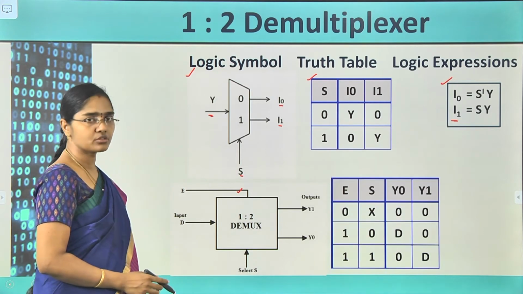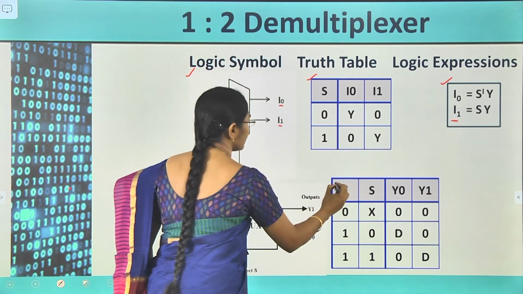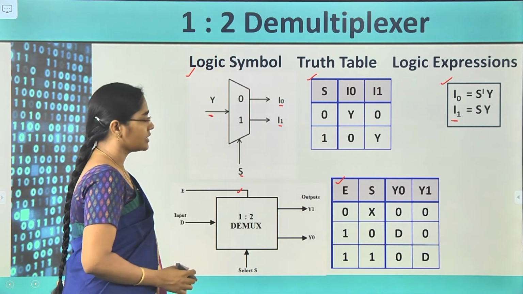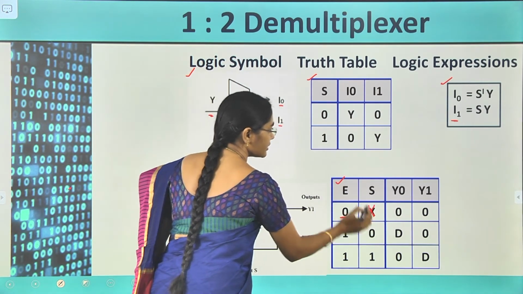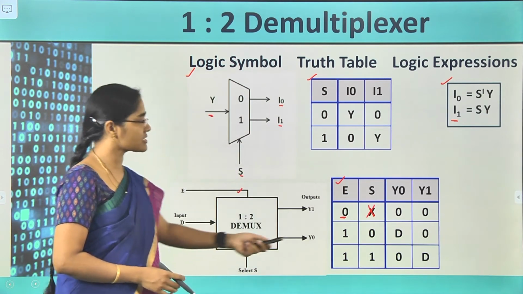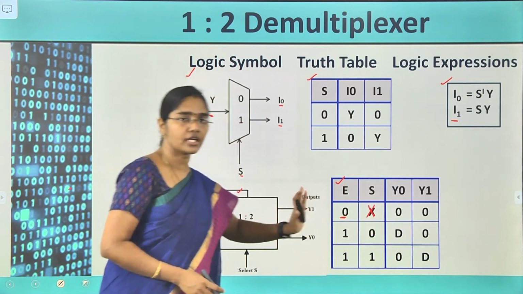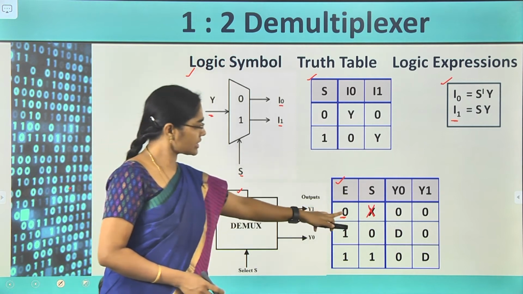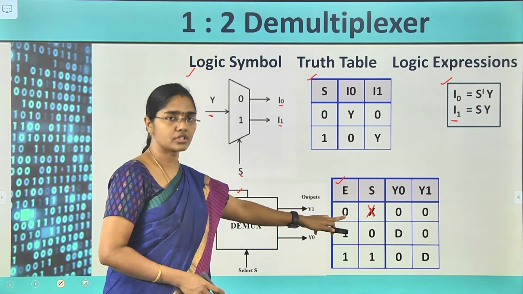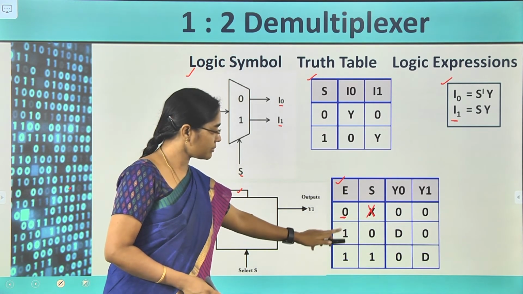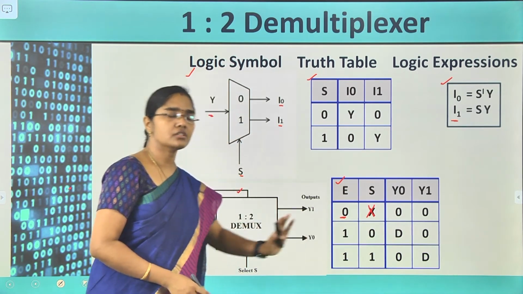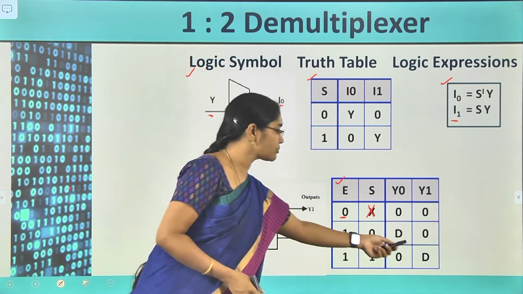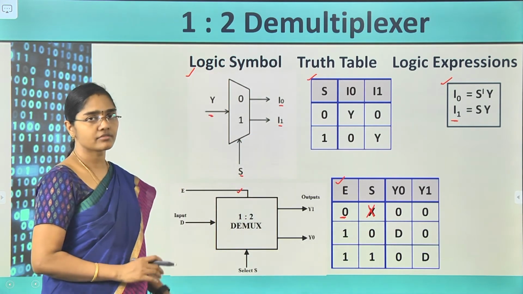For this, how is the truth table? To this truth table, one extra signal is added. That is, when enable is equal to 0, irrespective of the selection signal, the output is disabled, the output is not valid. That is the first row. And in the next one, enable is equal to 1, our demultiplexer function comes into the picture, that is nothing but enabling the outputs depending upon the selection value.